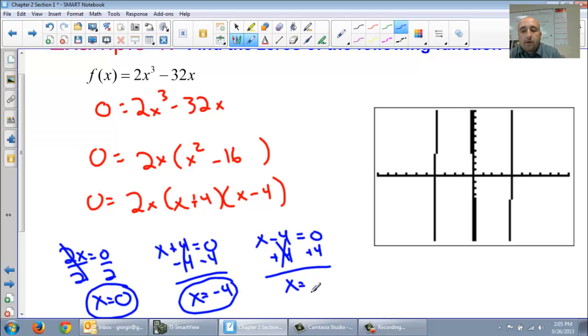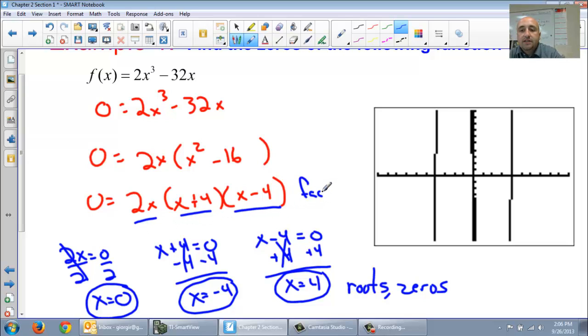x equals positive 4. Okay, so let's use some of our vocabulary words here. Each of these numbers are called roots. Okay, these are roots. They are also our zeros. These right here, these 3 pieces of information are our factors because this is in factored form. Okay, these are factors. Now, let's come over here and look at the graph.